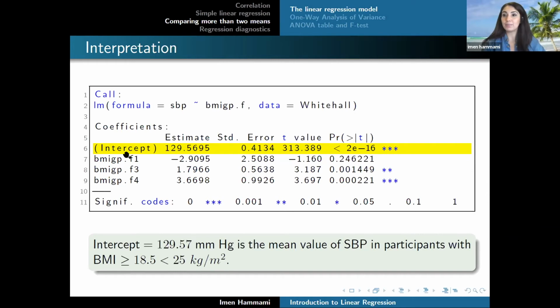So my intercept. I have one question in the chat. Okay, for the intercept, as I said before, it's the mean SBP in the group that is not shown. And the group that is not shown here is group number 2. Group number 1 is underweight, group number 3 is overweight, group number 4 is obese. So group number 2 that is not shown is the normal range. So the intercept is always going to be the average SBP in the normal range in this example. Now, what about the rest of the values?